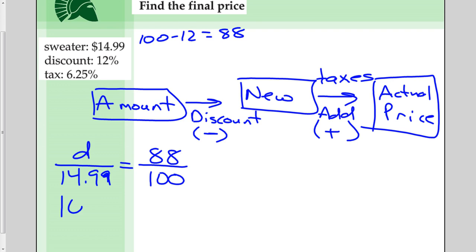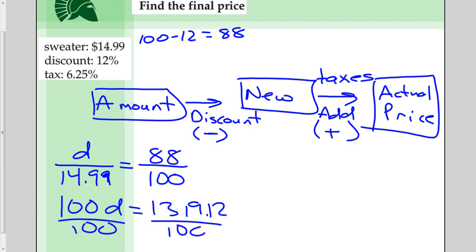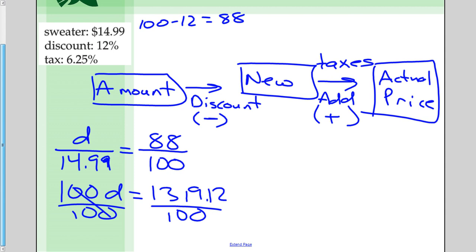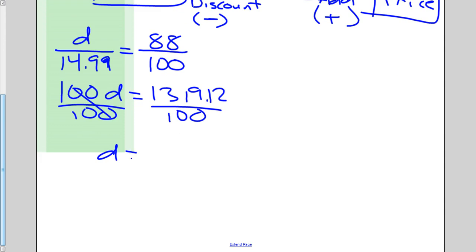So we're back to our proportion. We get 100d is equal to 88 times $14.99. And that gives us 1319.12, excuse me. I'm going to divide by 100. And so I'm going to get d is equal to 13.1912. Now I know for a fact that money only has two decimal places.